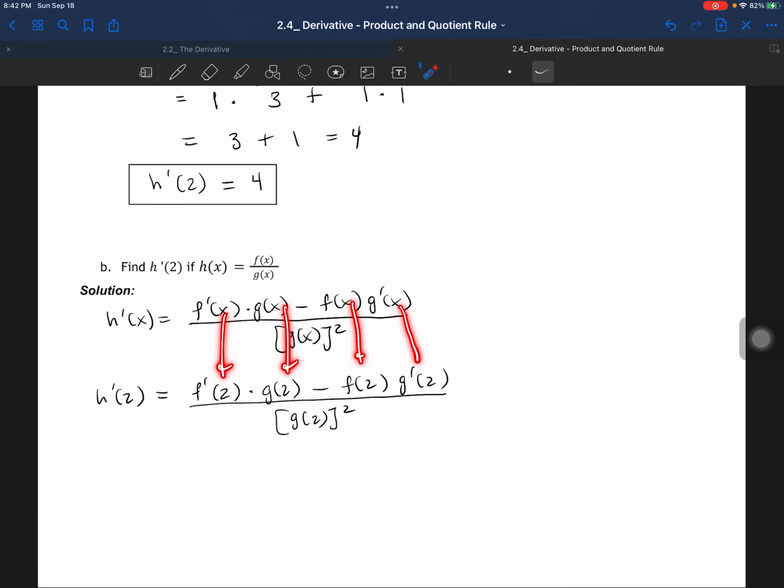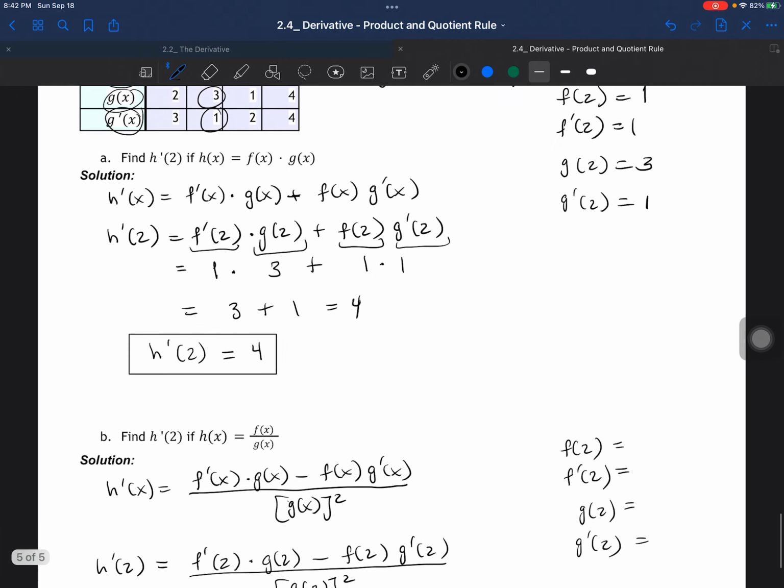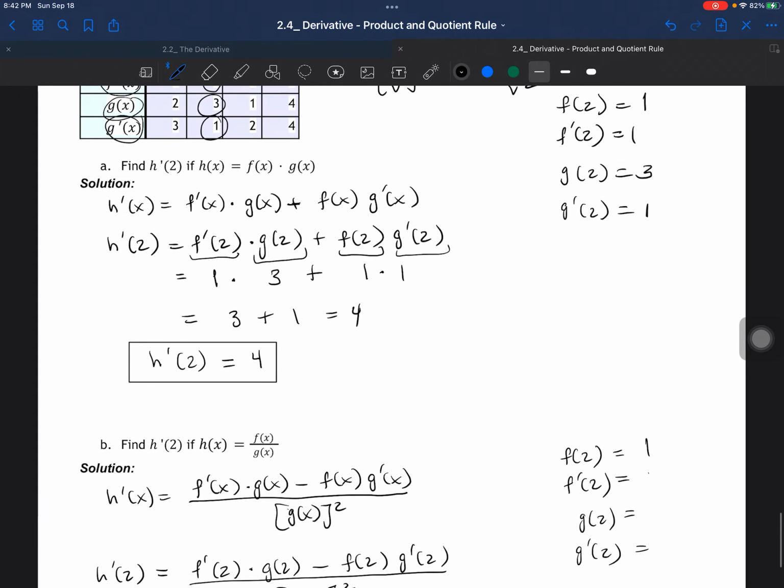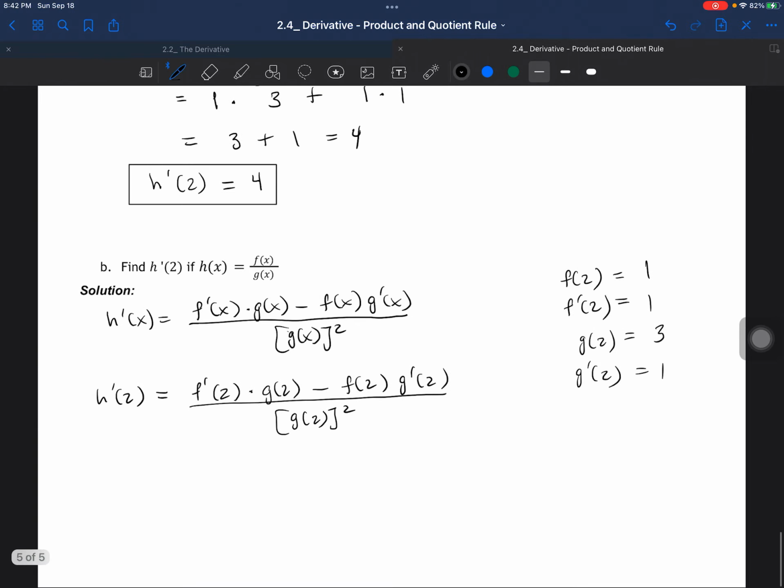We follow that consistency. Now we're going to plug in 2 in there. First, we need to figure out what is f of 2, f prime of 2, g of 2, and g prime of 2. But we already found that out. So we already found those numbers. We already have them up here, right? We did that in the previous one. So it's 1, 1, 3, 1. So let's go ahead and replace that, right?